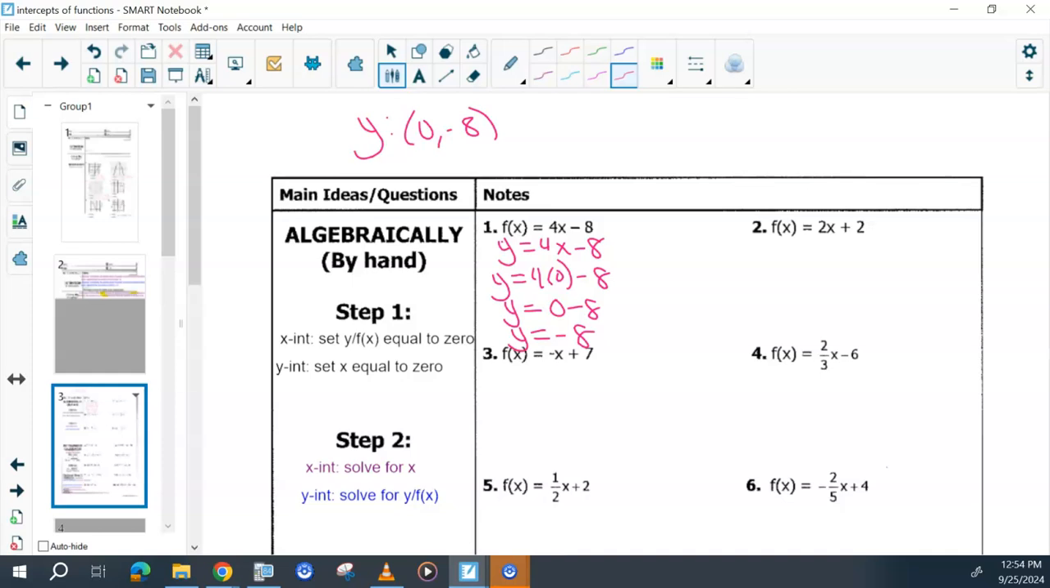Now, because this is in slope-intercept form, we really didn't need to solve for y. It's given to us. If we look at that last number, that'll tell us what our y-intercept is every single time. But for the x-intercept, we'd have to solve for it.